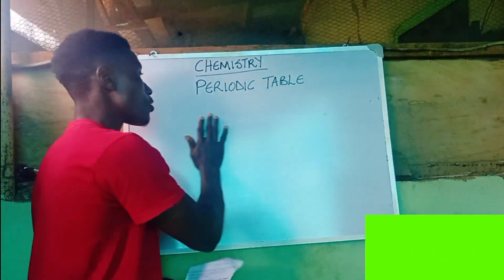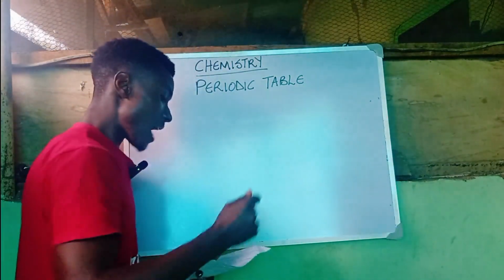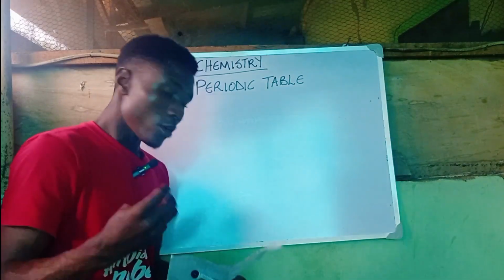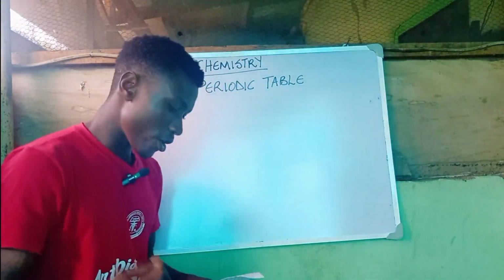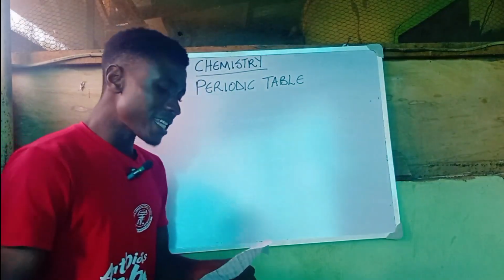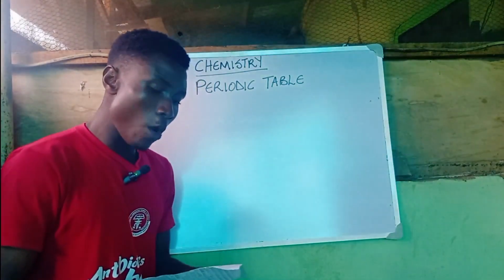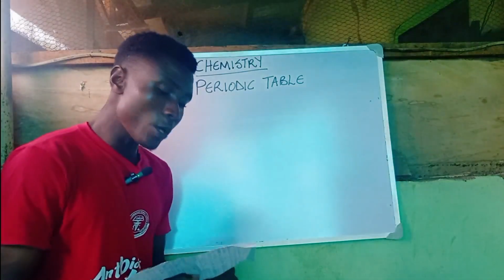And just like I've said, we are going to just be discussing tricks and tips that will help you remember groups and periods when it comes to the periodic table. So we say the periodic table is simply a way of arranging all known elements.